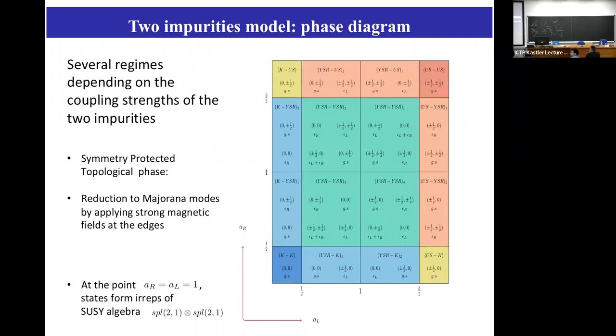And again, I get a very interesting phase diagram. In particular, what we find, and we don't understand why, is that if AR and AL are equal to one, we get a supersymmetric algebra, whatever that means.